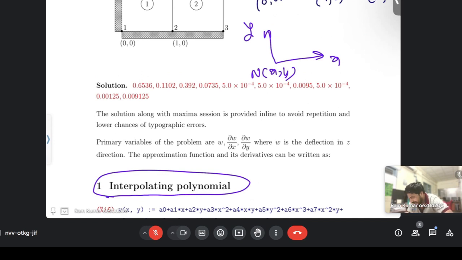But I think I can wait 1 minute. I have to download the Netflix. Okay. Here I can download.